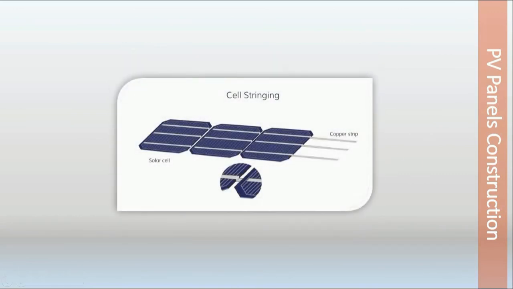So solar cells are connected in series. Each module has 60 to 72 cells, and these are connected in series. So we see that the front contact is connected to the back contact of the next cell, and so on for the other cells in the module.